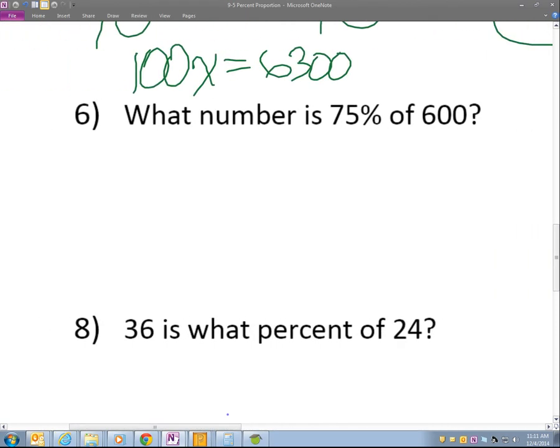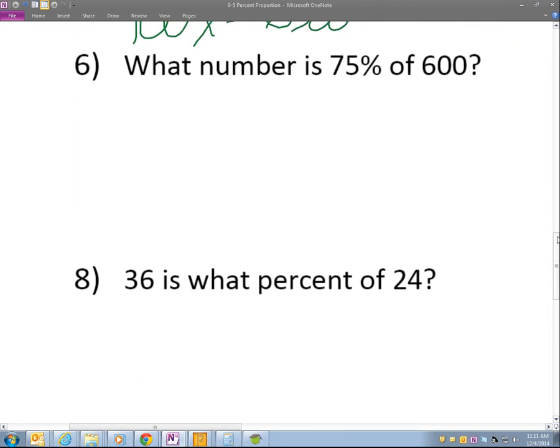Okay, we'll go over to 6. What number is 75% of 600? I want you all to try to write that proportion right now. I'm going to give you 1 minute to set that up. For some of you, this is going to be super easy, but I want to make sure that you are demonstrating that you know how to do it.